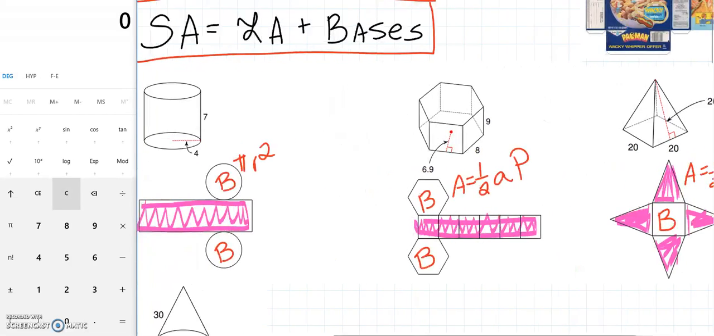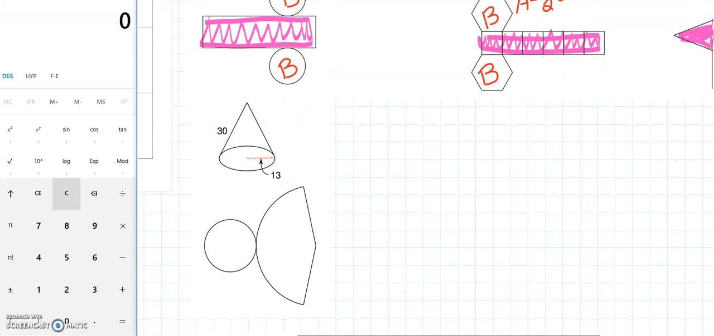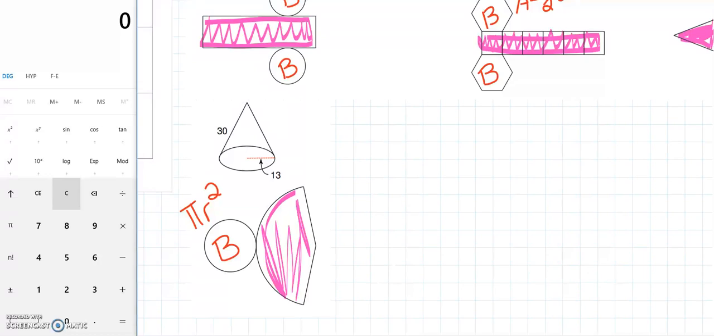And lastly, I have this cone. Now for the cone, my base is that circle, and I'm going to find the area by using pi r squared. And then the area of that curved portion, that would be considered my lateral area. So I'd want to find the area of this curved portion, and then we would add it all together in order to get total surface area.